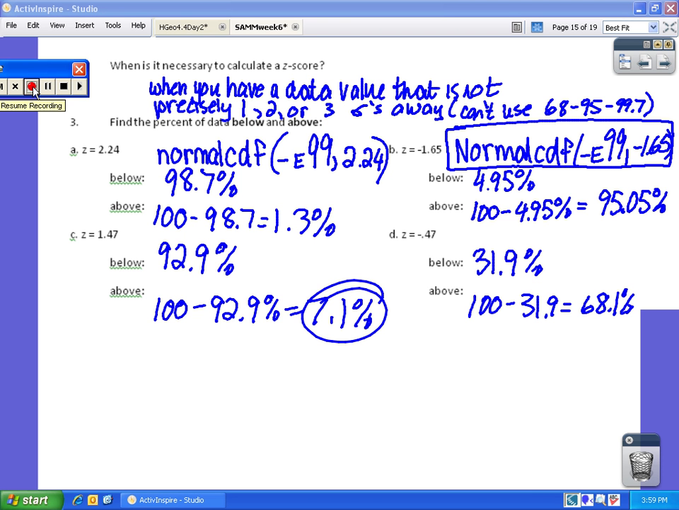Part C, I got 92.9% below, and 100 minus 92.9 is 7.1% above. And then for Part D, I found 31.9% was below, and 68.1% was above.